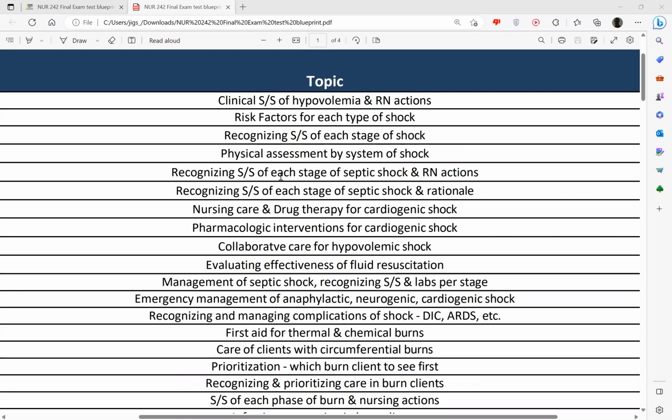For the first one, this is obviously for shock. So what are standard signs and symptoms when somebody has low blood volume? What type of shock is this referring to? Hypovolemic shock. So what are standard signs and symptoms? How do you recall that?